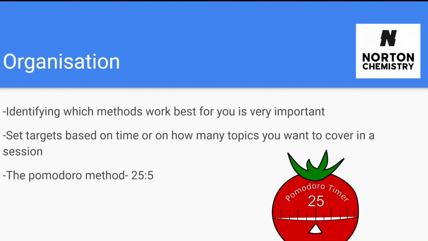It's always helpful to set targets based on, for example, how long you want to revise for, or which topics you want to cover in a set time period. I found the Pomodoro method very useful when juggling 3 A-level subjects. This is a method where you do 25 minutes work, then have a 5-minute break, and repeat this 4 times before you have longer breaks, such as a 15-minute break.